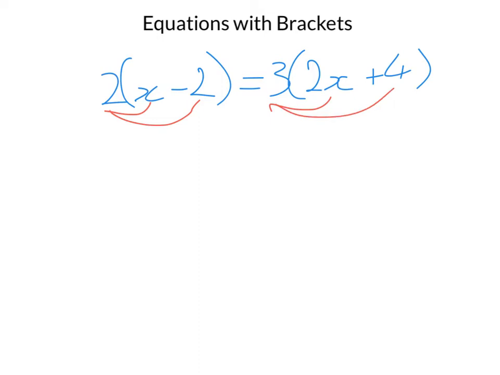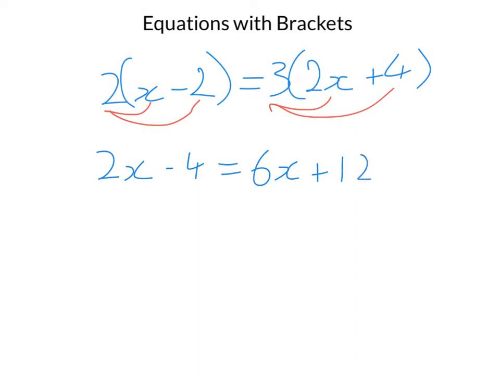So we multiply the left bracket out, we get 2x. 2 times minus 2 is minus 4. On the right hand side, 3 times 2 is 6. The x stays the same. And 3 times 4 is 12.